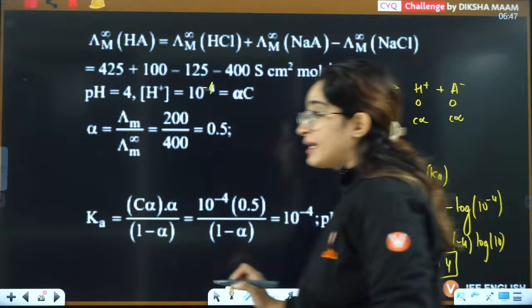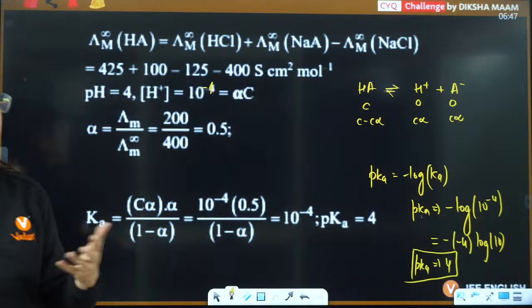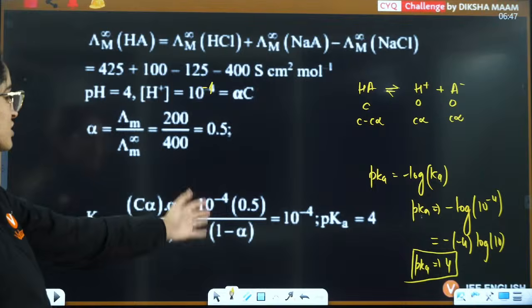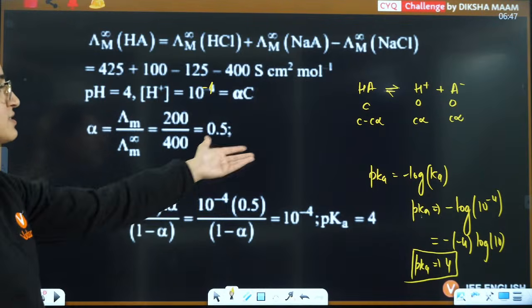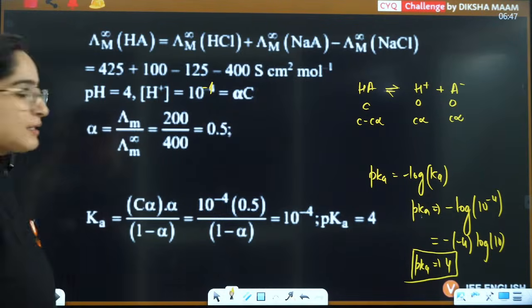Right, so you will see in electrochemistry, if they want to make a question, it is not difficult. This is also not difficult, but it's just that the use of ionic equilibrium is there, right?